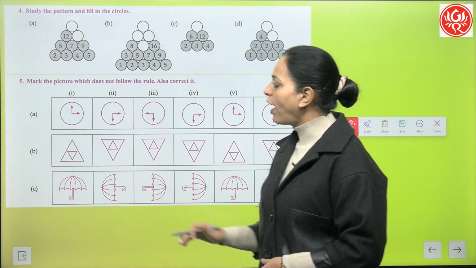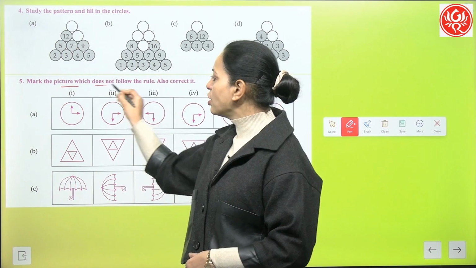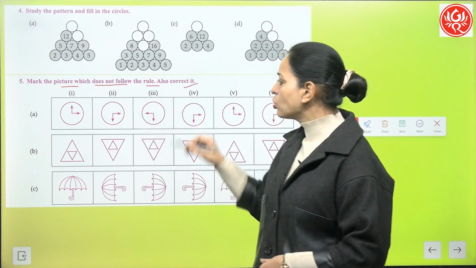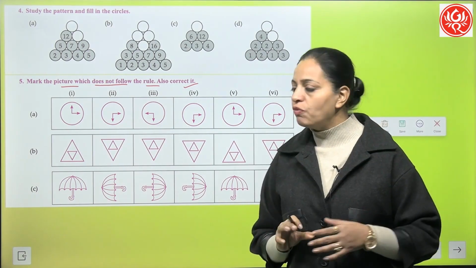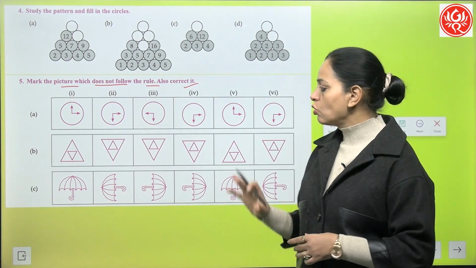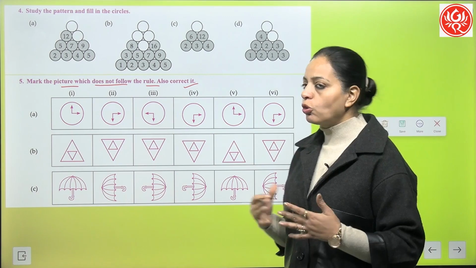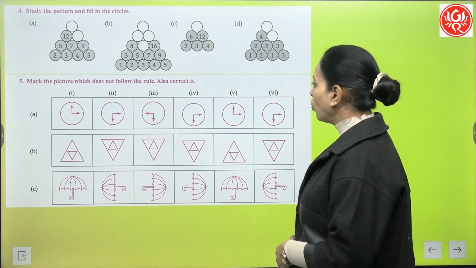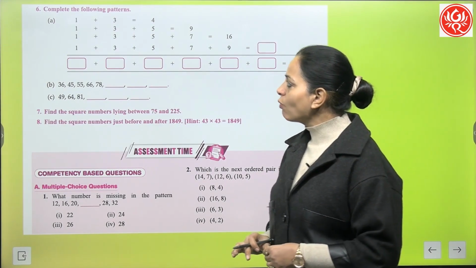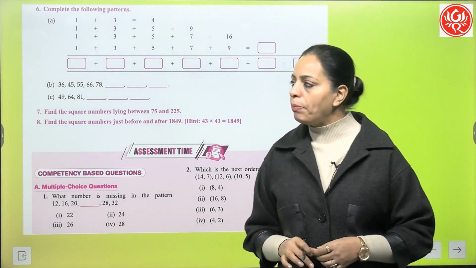Now question number 5, mark the picture which does not follow the rule, also correct it. Now here we have some picture which is not correct. So just find it out and you have to correct it. Okay, you can try this one on your own. Now the sixth one, complete the following patterns.